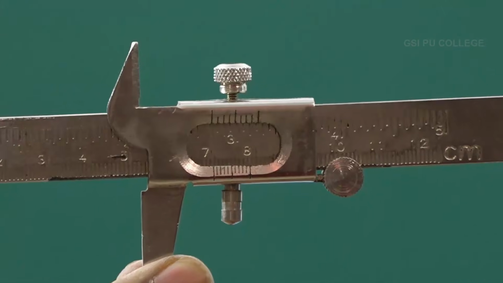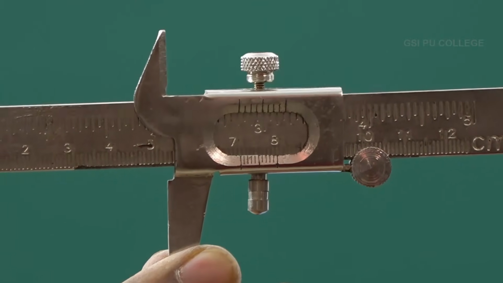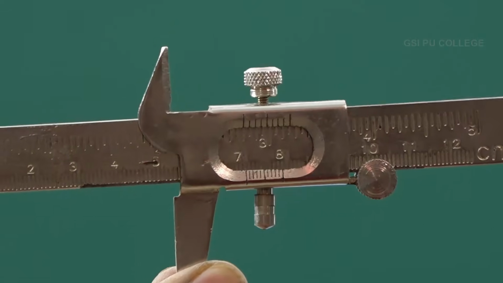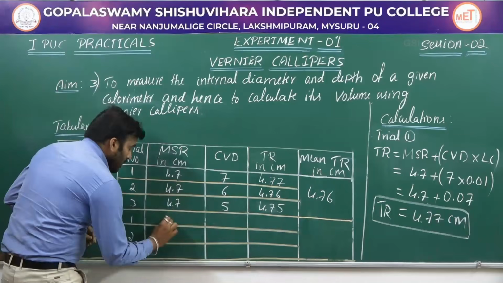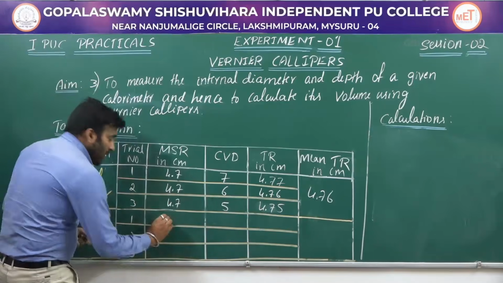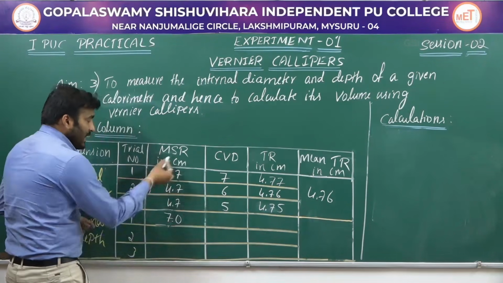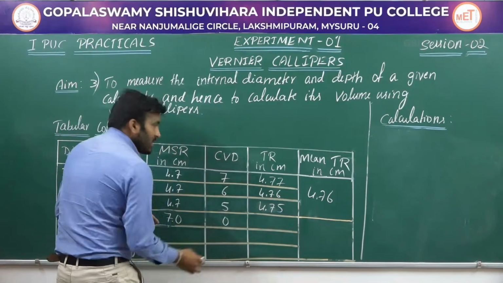Okay. So if you observe, the 0 division of the vernier coincides exactly with 7.0. So you should consider 7.0 centimeter as the main scale reading and 0 as the CVD. Let's tabulate the readings now. The main scale reading is 7.0 centimeter and CVD is 0 in this case.